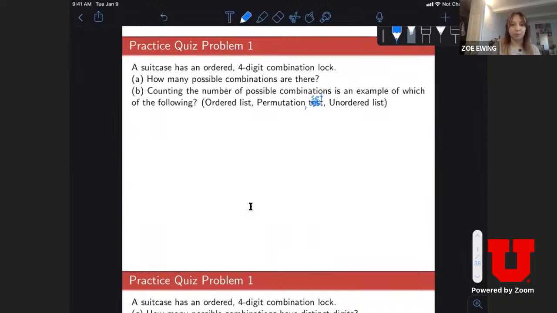otherwise, let's go through. Okay, so we have a suitcase with an ordered 4-digit combination lock, and we want to first figure out how many possible combinations there are. So again, let's ask, are repeats allowed? Can we have the same digit twice?